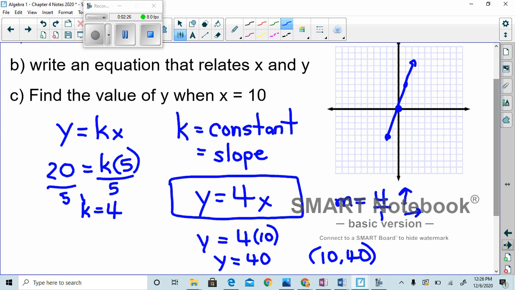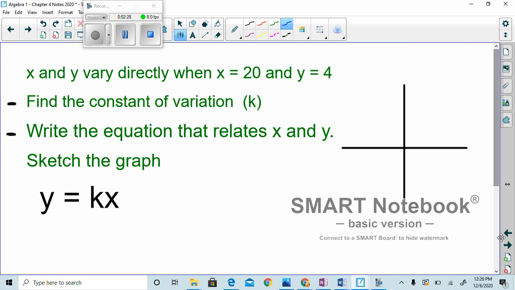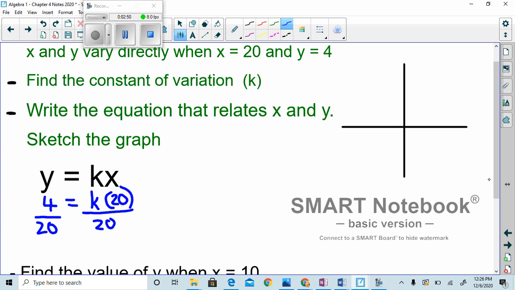One more example just to be sure we have this, and if we don't, feel free to ask for more examples in class. X and y vary directly when x is 20 and y is 4. Step 1, let's replace those values into the model. One inverse operation, and we'll find the value of k. Now k is equal to 4/20ths, which can be simplified to 1/5.